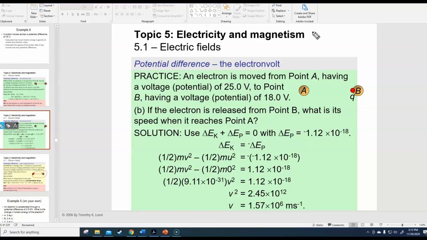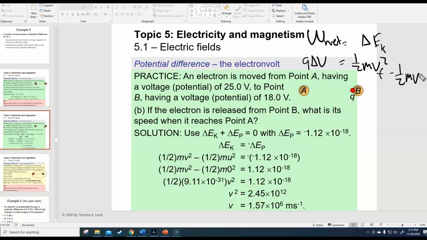I would have done it more along the lines of, net work is equal to change in kinetic energy, and we know what the net work is. It's Q delta V, and I would use VF squared and VI squared, and not V and U like they do here. But essentially, that type of calculation is just like the ones we've done before. Okay, so that's not really anything new.